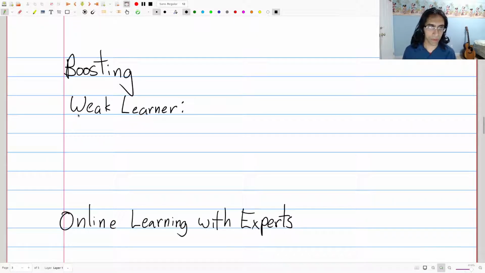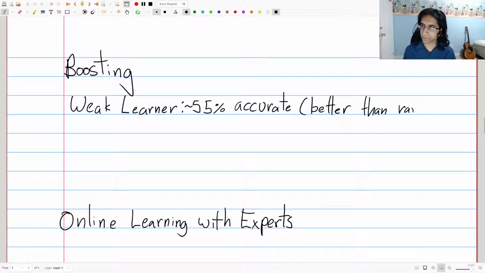Now a weak learner is something that does maybe a little bit better than that. Not quite just random guessing, but a little bit better, say 55% accurate. The 55 isn't super important here. The most important thing is that this is better than random guessing. So the idea is, given some sort of weak learner, a learning algorithm which can do a little bit better than guessing, can we convert that into a strong learner?